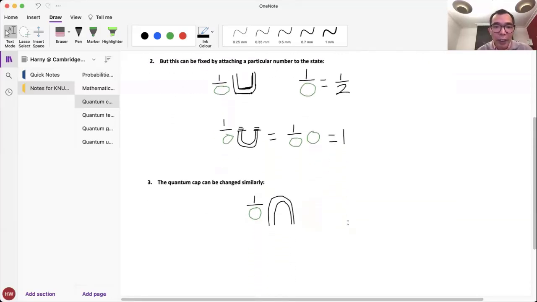Similarly, you can do a similar thing for the quantum cup. This is a quantum cap, but now it's a quantum cup. If you put the same number, a half, which is 1 over the green circle, you will get the short map for this quantum cup.